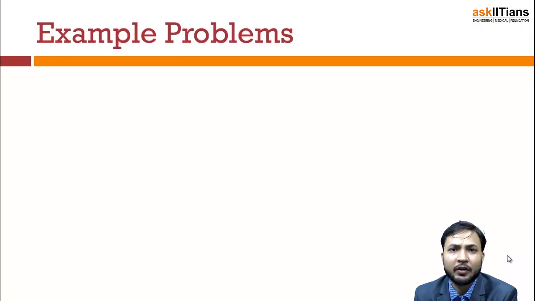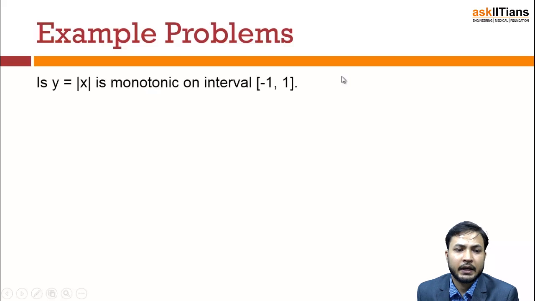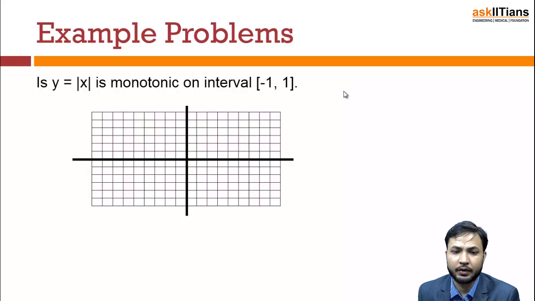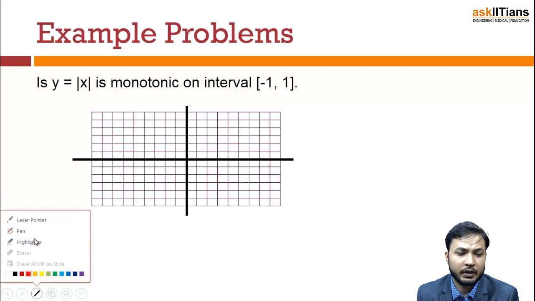Now let's have a look at the examples based on the topic that we have discussed. Let's look at the first question. Our first question here says, is y equals to mod of x monotonic on the given interval? For this question, we'll first plot a graph based on it.